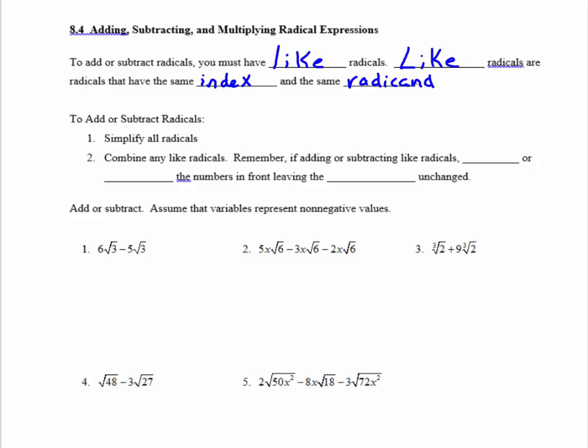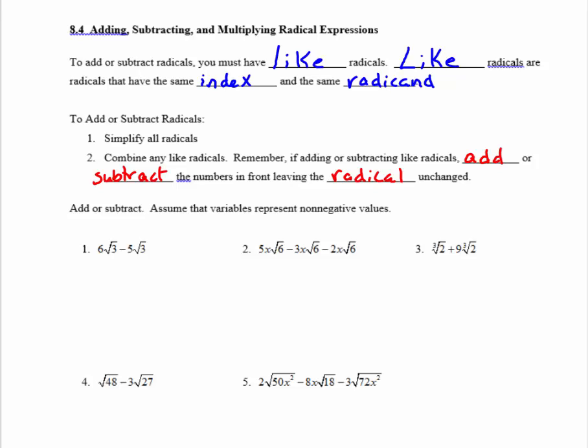Well, the first thing we want to do is simplify all radicals. So take out anything that can come out. Combine any like radicals. Remember, if adding or subtracting like radicals, all you're going to do is add or subtract the numbers in front, leaving the radical unchanged. So it's kind of like if you had 2x plus 3x. 2x plus 3x is 5x. The x did not change. So the radical doesn't change, just like the variable didn't change.